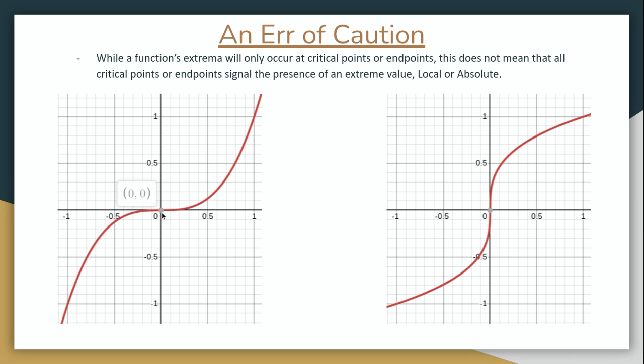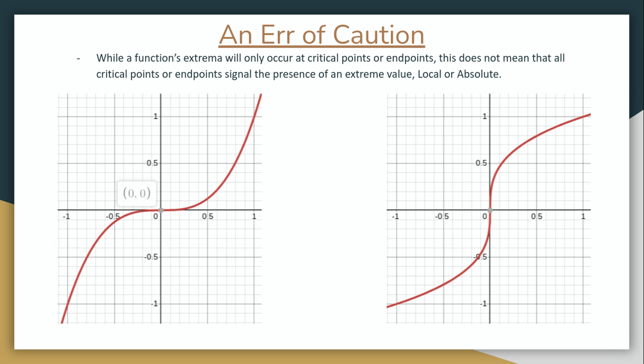So notice, here's the graph of y equals x cubed. I just took a screenshot from Desmos. Notice that this is a critical point, right? Because the derivative is 0. But it's not an absolute minimum because the values to the left of it are lower, and it's not an absolute maximum because the values to the right of it are higher. So this is neither a local minimum, local maximum, absolute maximum, or absolute minimum. None of them. But it is a critical point. Just because there's a critical point does not mean that it is necessarily a maxima or minima.